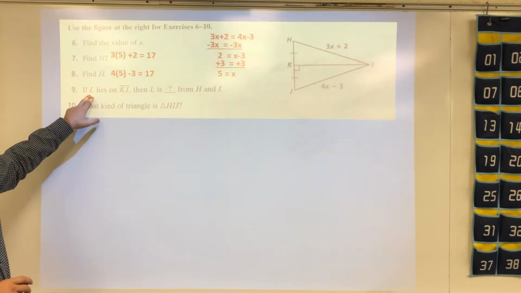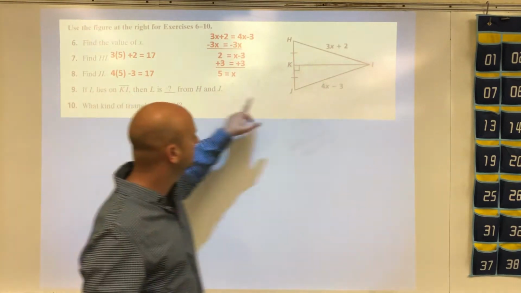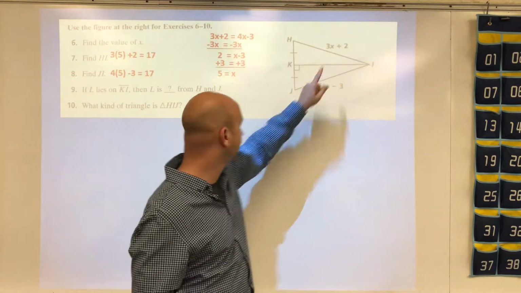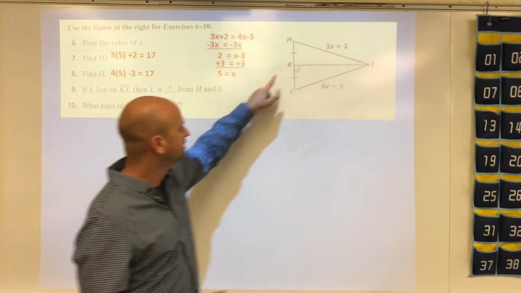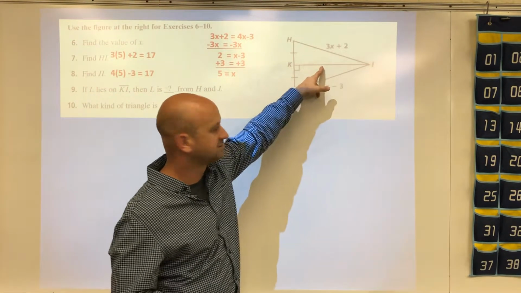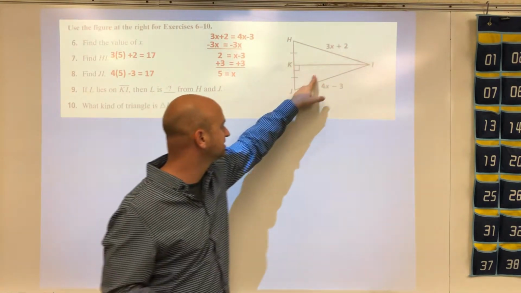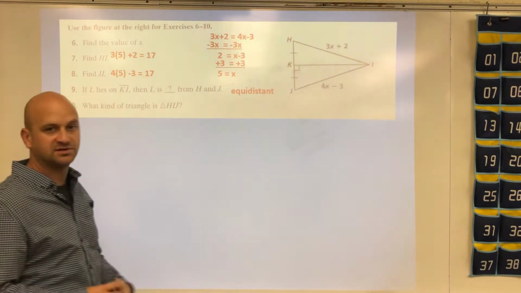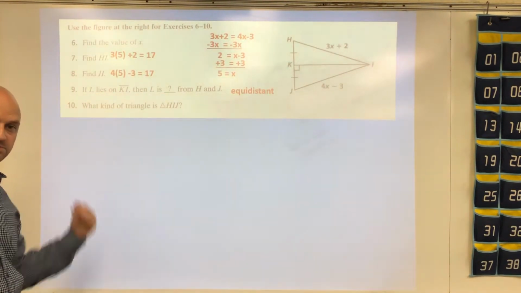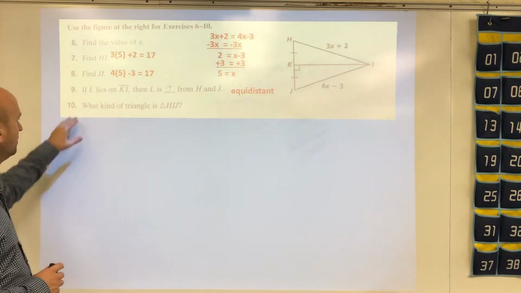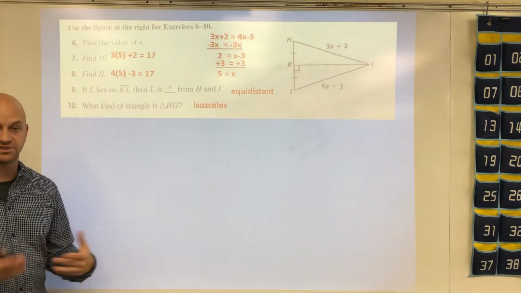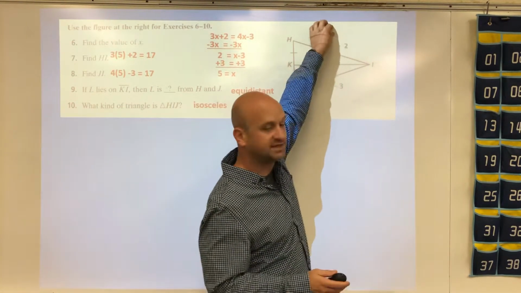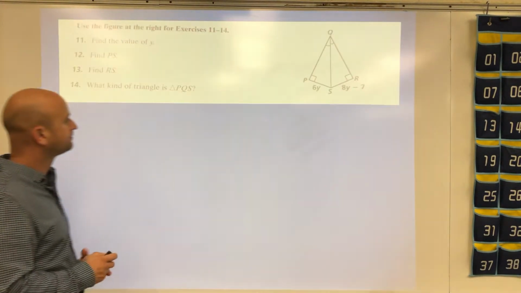All right, now here it says if L lies on KI, so KI is here, and if we had a point L here, then L is blank from H and J. So any point on this perpendicular bisector is going to be equidistant from the segment endpoints, and that's what the previous slide talked about. All right, what kind of triangle is HIJ? HIJ is going to be what we call an isosceles triangle because this side and this side are congruent.